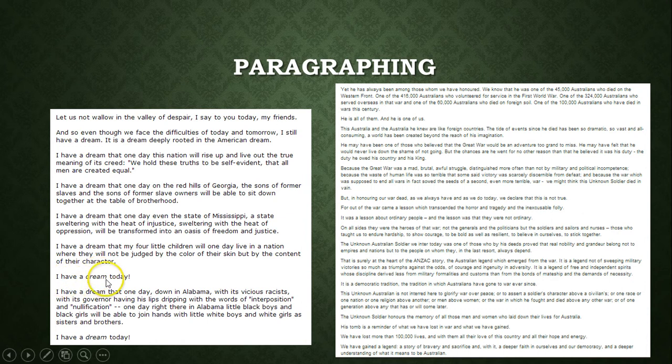Notice this, I have a dream today. The only thing that's different is the repetition of the I have a dream. The only thing that's different here is today, and then he repeats it again over here. So I have a dream today. That is given its own paragraph. We're meant to dwell on that particular phrase, and we're meant to listen to it.